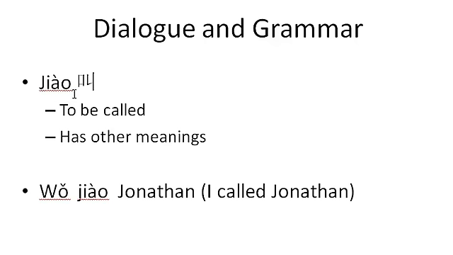Jiao is a verb, which means to be called, or kind of like saying my name is. If I were to say 我叫 Jonathan, I'm saying literally I called Jonathan, but translated in more appropriate English it means I am Jonathan, or my name is Jonathan.